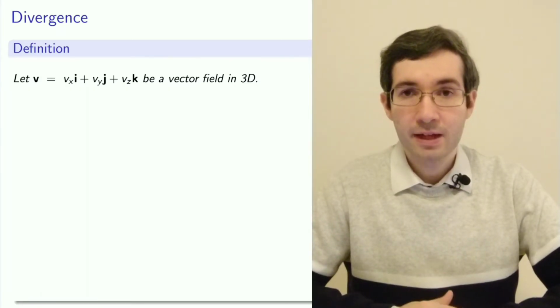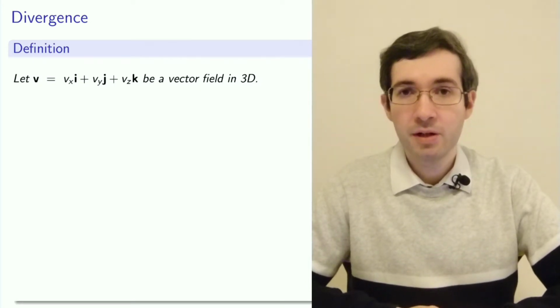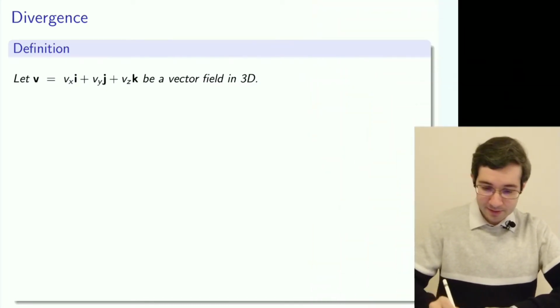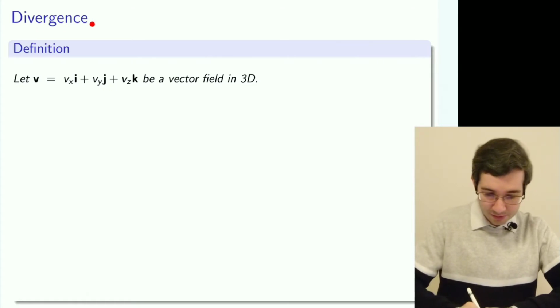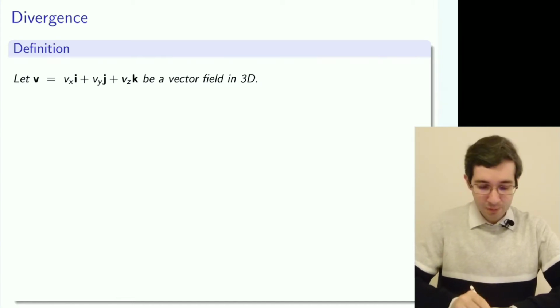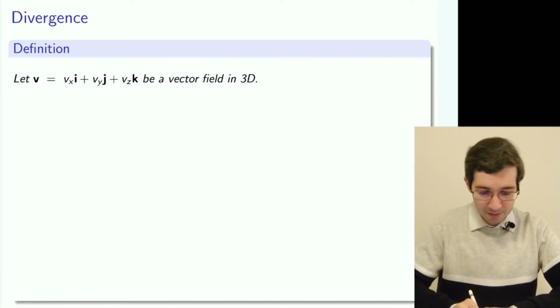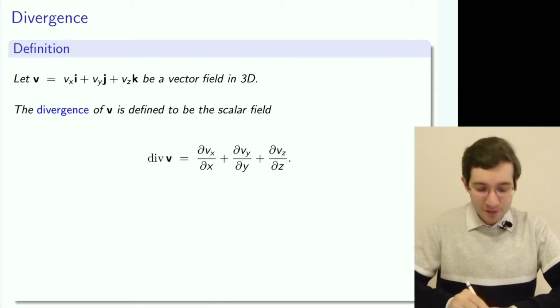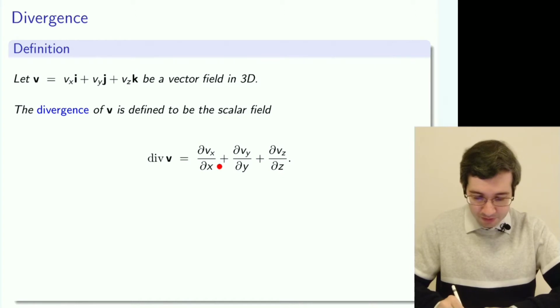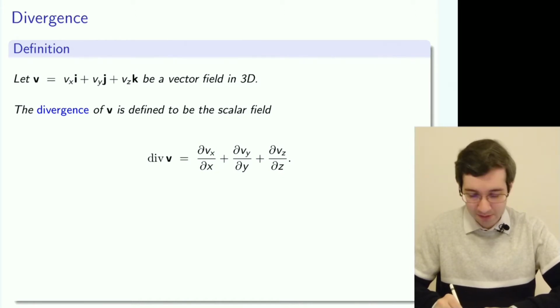It's time to look at another operation, another differential operator, this time working on the vector field, not the scalar field. And this operator is called the divergence. So let's look at the vector field in 3D first, which has three components, Vx, Vy, and Vz. And the divergence is defined as the scalar field made out of three terms. The first is the partial derivative of the first component with respect to x, second with respect to y, and third with respect to z.